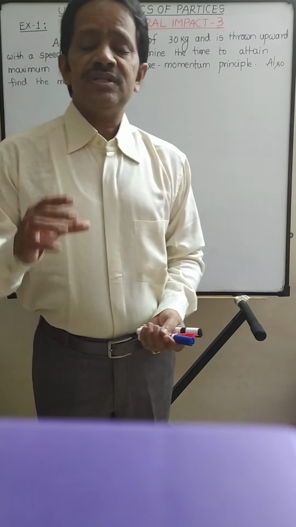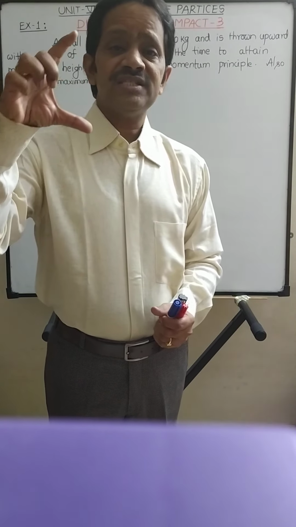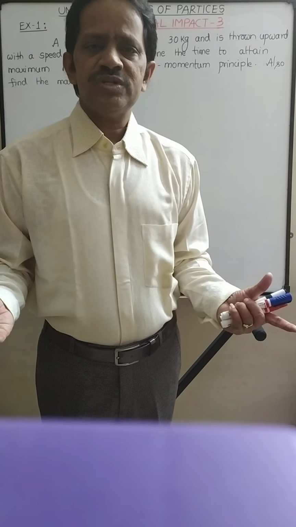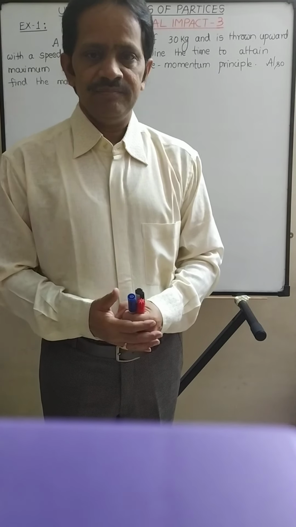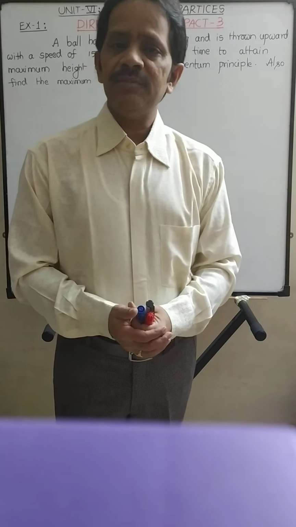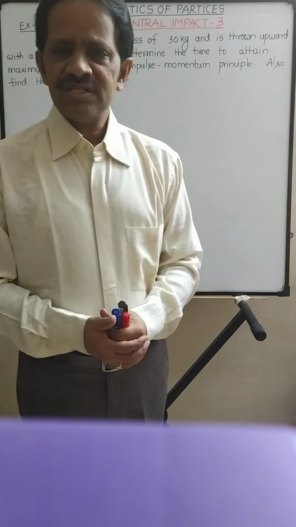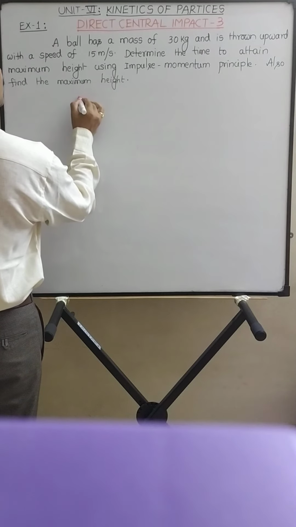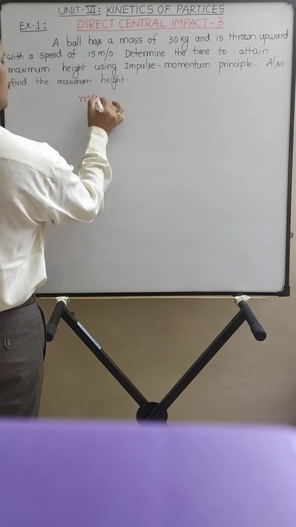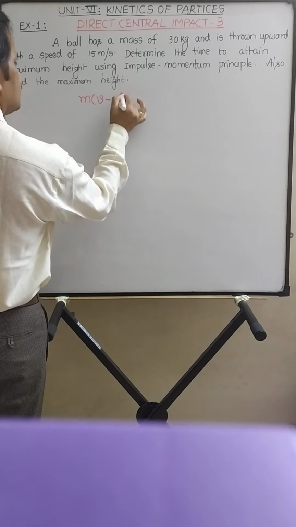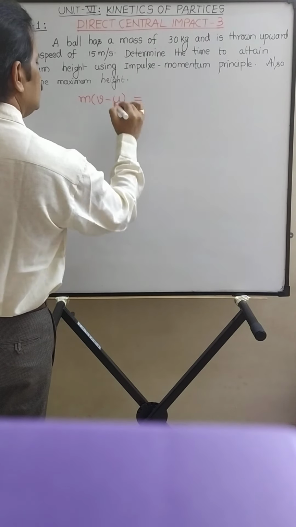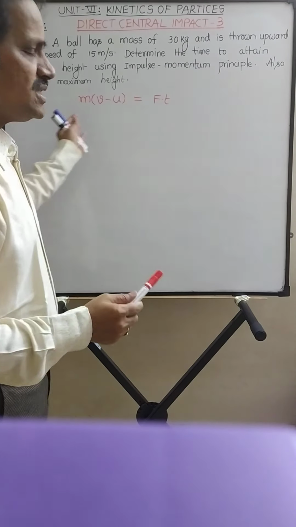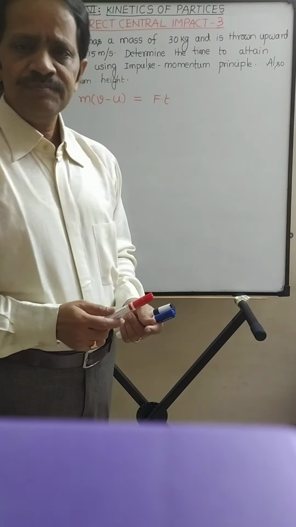Here you have to find out the time required to attain the maximum height using impulse momentum principle. Otherwise, using equations of motion you can find out very easily. But here we have to apply impulse momentum principle. What is impulse momentum principle? It states that change in momentum, that is final momentum minus initial momentum, is equal to impulse, that is force into time. That is impulse momentum principle. Change in momentum is equal to impulse.